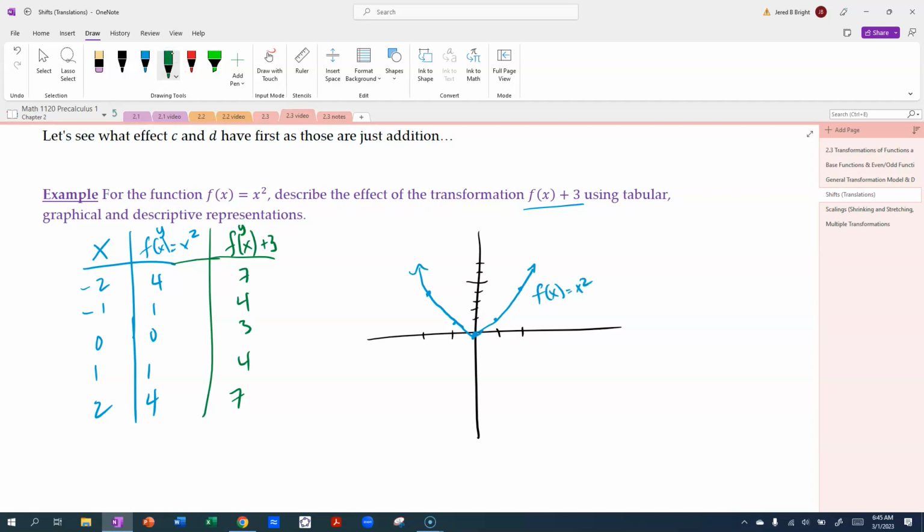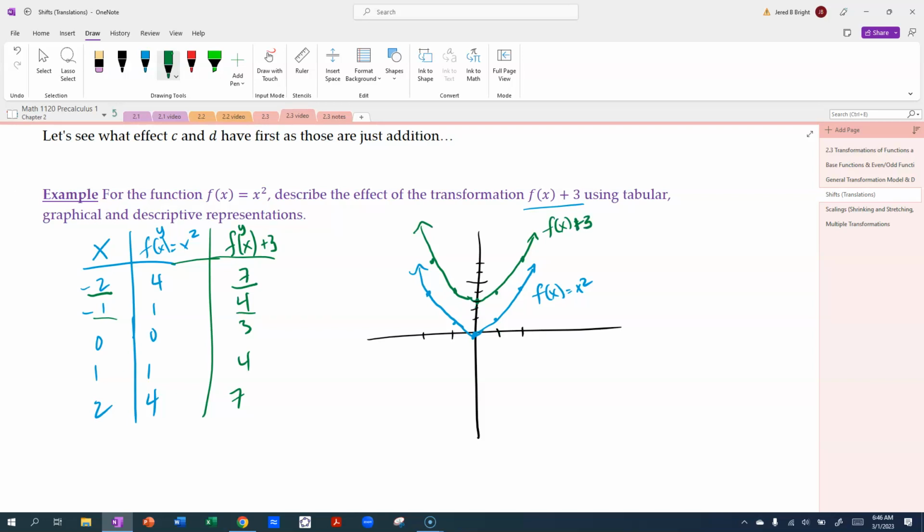Okay, now what I did with the transformation is I just took f of x, the y values, and added 3. So actually the y values changed, but the x values remain the same. So now I'm just plotting the points, say -2, 7, -1, 4, 0, 3, and here we go. Something like this, and this is f of x plus 3.